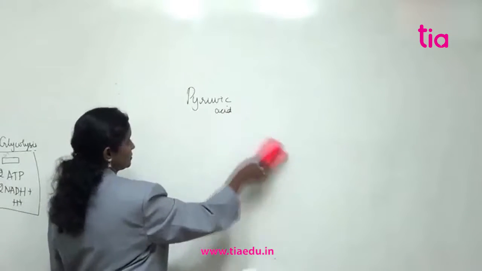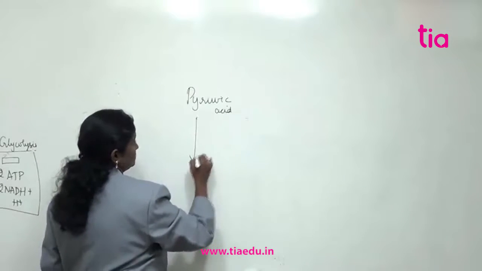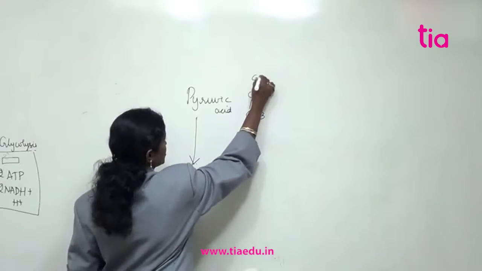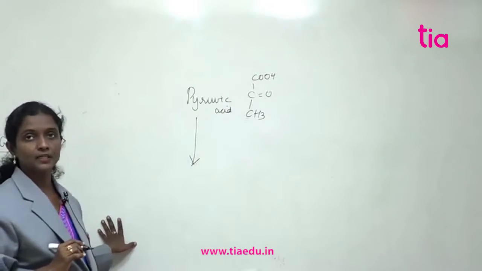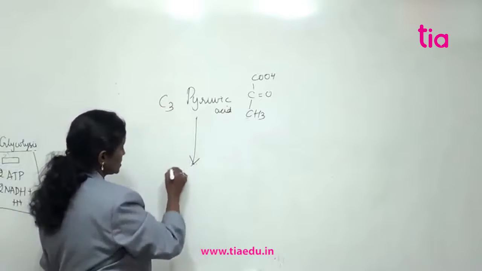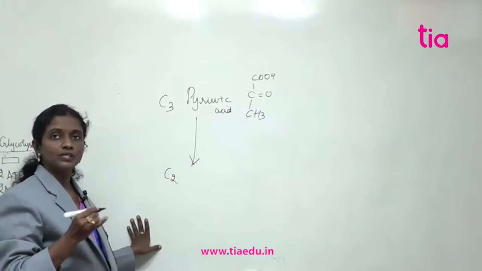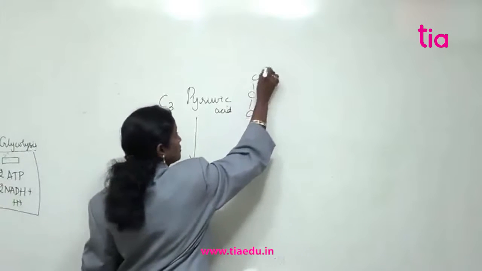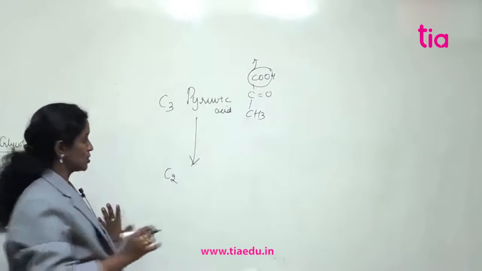So the first step, the pyruvic acid will be converted to CH3COS-CoA. Here, a C3 carbon is going to get converted to a C2 carbon. If a C3 carbon is going to get converted to a C2 carbon, one molecule of carbon dioxide should go out. So this molecule of carbon dioxide will be liberated. Okay, so carbon dioxide goes out.